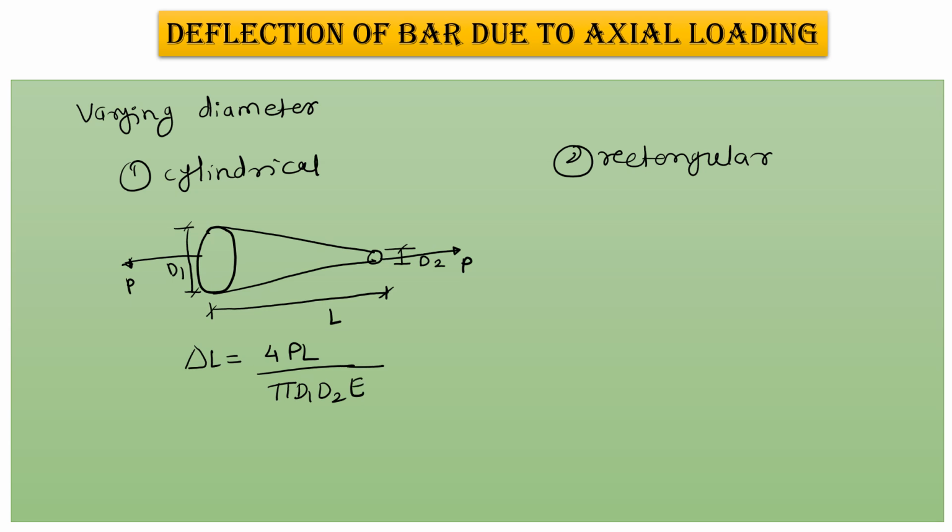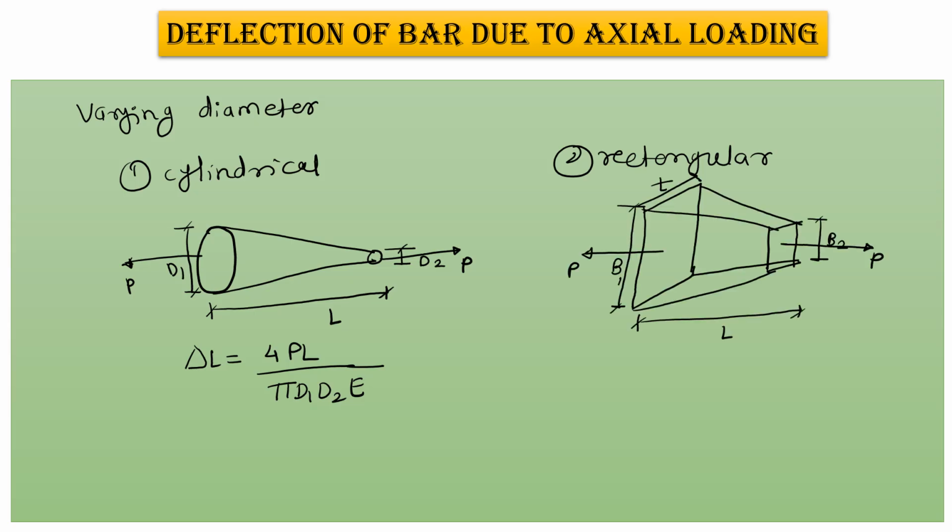The next is the rectangular bar. This is the formula for deflection of the rectangular bar: delta L is equal to PL divided by E t (B1 minus B2) into log of B1 by B2. So these are the two formulas for the deflection of bar due to axial loading. These two formulas are directly asked in the exam, so they are important.